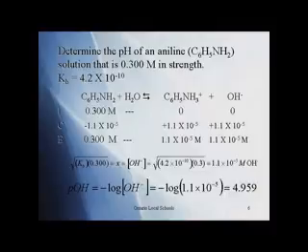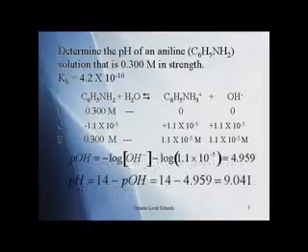Since we know the value of the hydroxide ion concentration, OH minus, we can find the pOH because it's equal to the negative log of the hydroxide ion concentration. So the negative log of 1.1 times 10 to the negative 5th is equal to 4.959. Now, the three numbers past the decimal place on the pOH reflect the three significant figures in our original molar concentration.